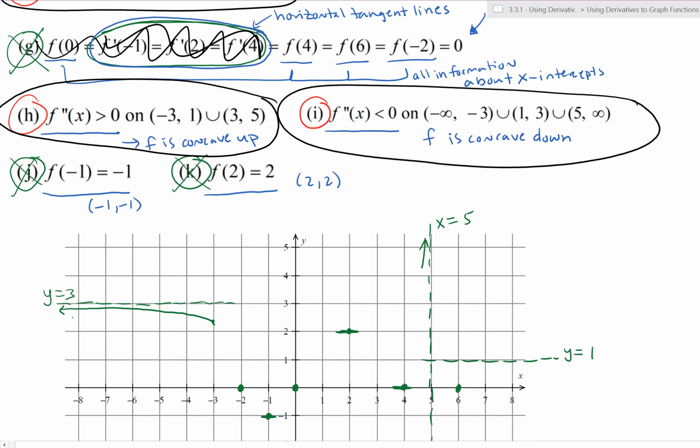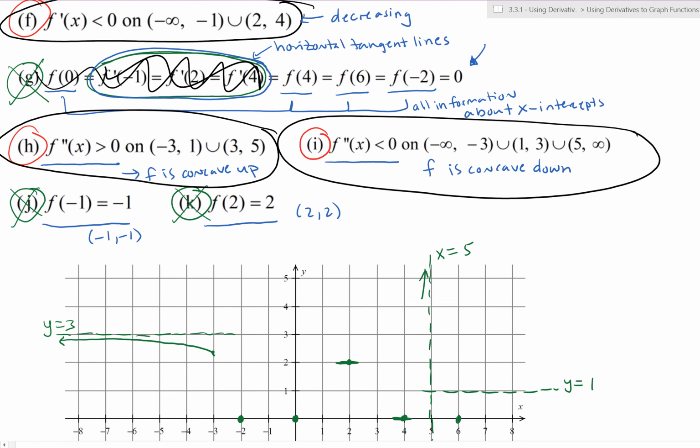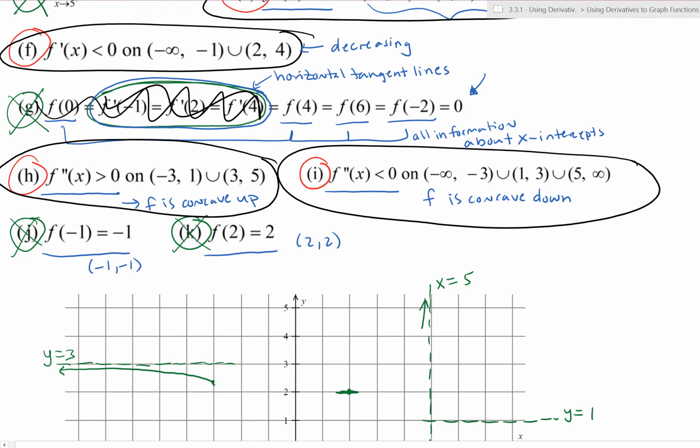Because as x goes to negative infinity, the function should be tending to 3. But moreover, the function's going to eventually have to pass through this point, negative 2 comma 0. Now, as I get to negative 3, the concavity changes, right? We took care of that concavity there. The concavity is going to change to concave up from negative 3 to positive 1.